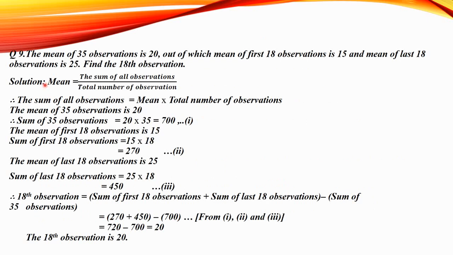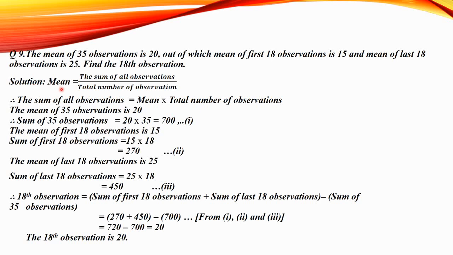Now we will be doing question number 9 of exercise 7.5. The mean of 35 observations is 20, out of which the mean of the first 18 observations is 15 and the mean of the last 18 observations is 25. We have to find the 18th observation. Now let us see the solution.